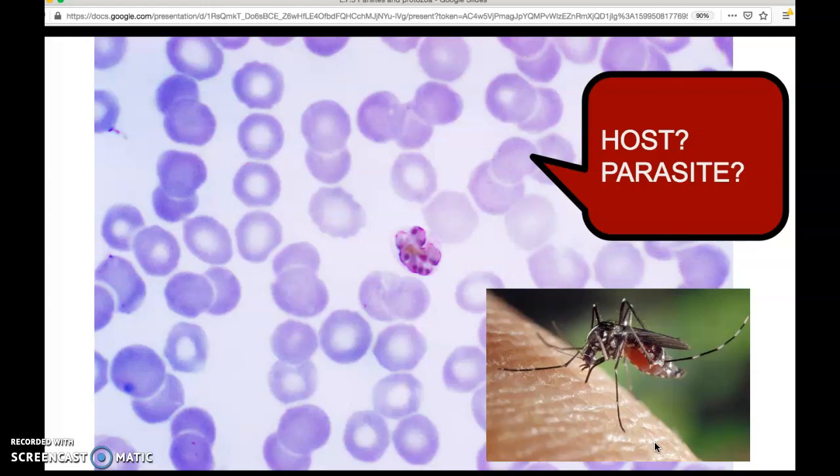So this is actually a 2-for-1. So a mosquito on a human. The parasite is the mosquito. The host is the human. Plasmodium, on the other hand, when it is transferred from a mosquito to a human, it is actually the parasite, and then the host would be the human.